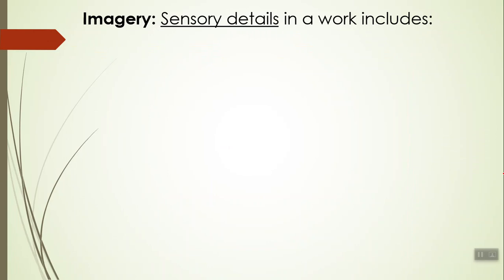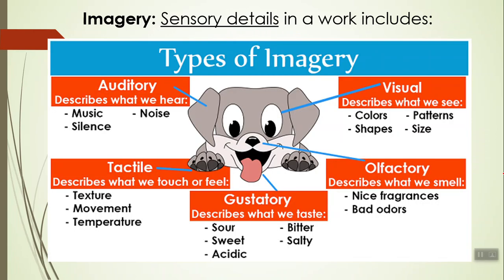So, imagery. Imagery includes sensory details in a work. So types of imagery, I love this picture. Auditory, what we hear: music, silence, noise. Cacophony means disorganized noise. A melody, the crunch of gravel underneath your feet. Visual, what we see: colors, patterns, shapes, and size. So the large blue wooden roll-top desk that always sat in the corner of my grandfather's office, right? Describing the shape and the color and the material there as well.